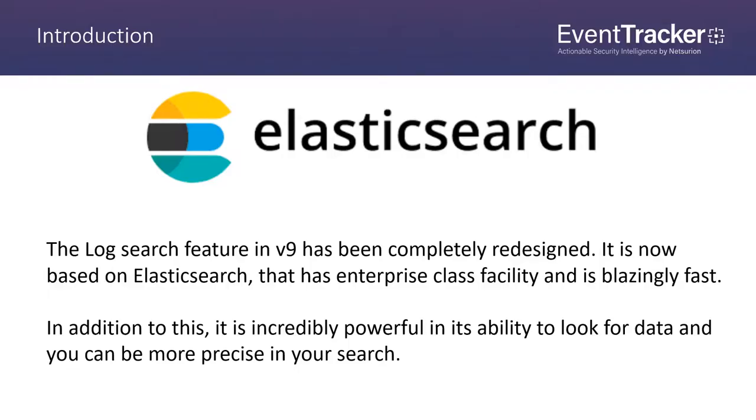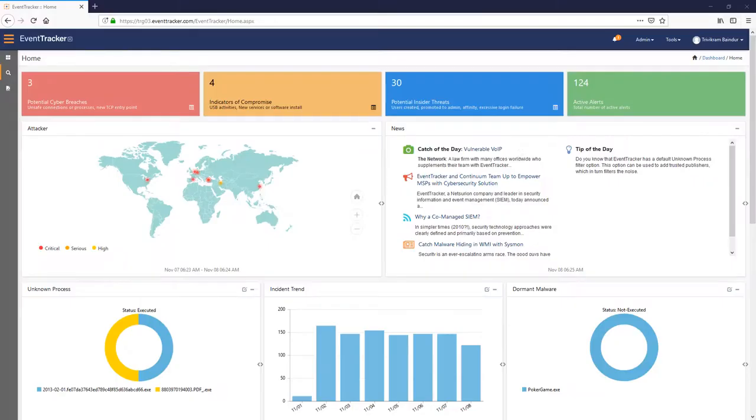The log search feature in version 9 has been completely redesigned. It is now based on Elasticsearch that has enterprise class facility and is blazingly fast. In addition to this, it is incredibly powerful in its ability to look for data, and you can be more precise in your searches. Let us log into EventTracker and have a look at the search feature.